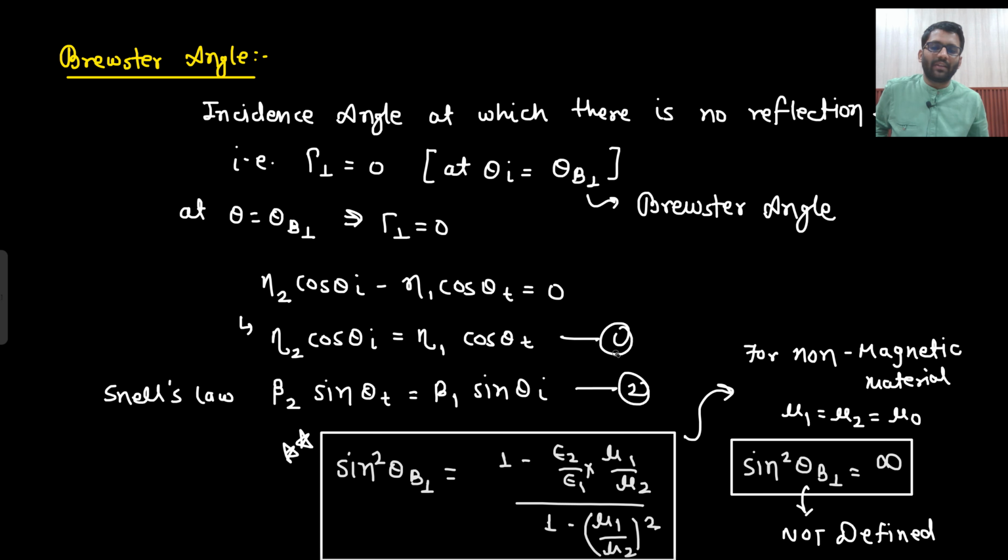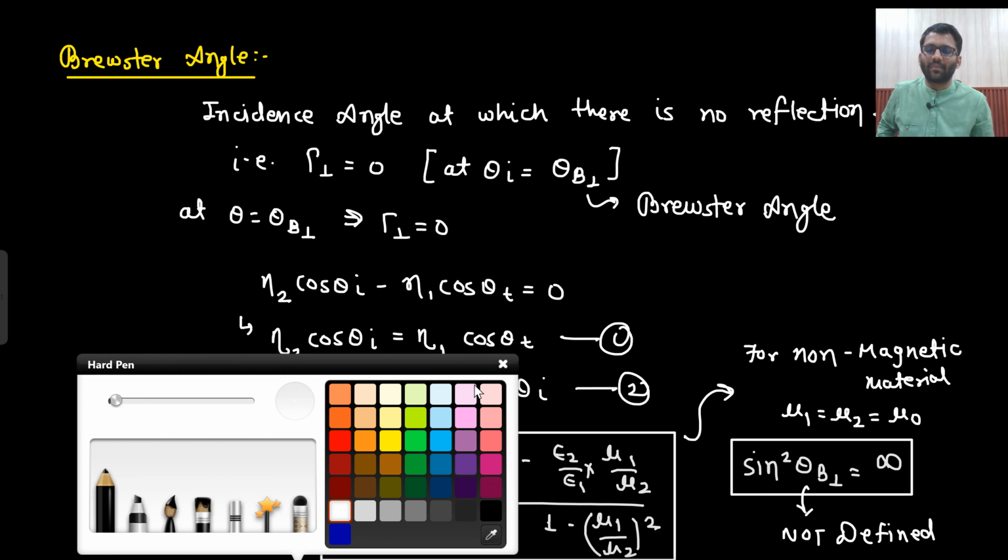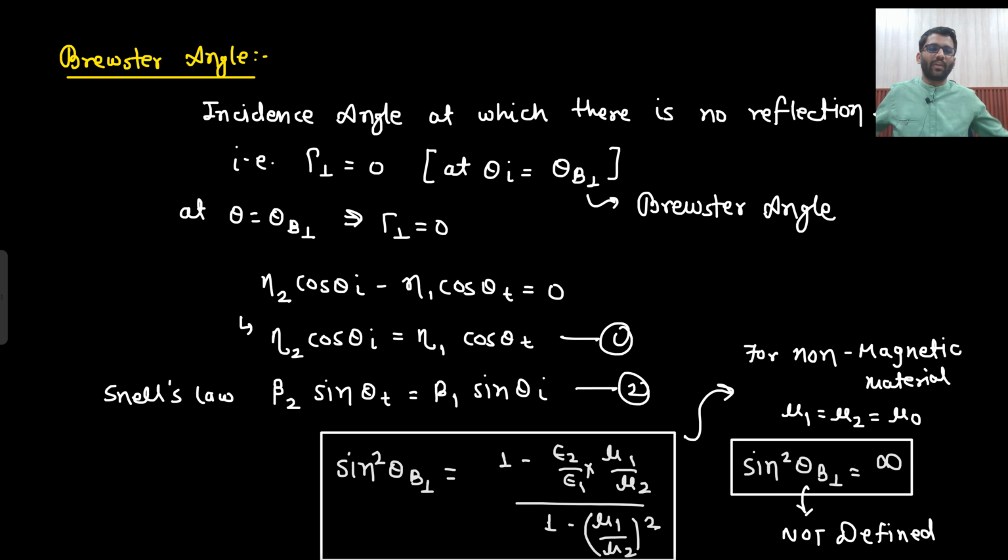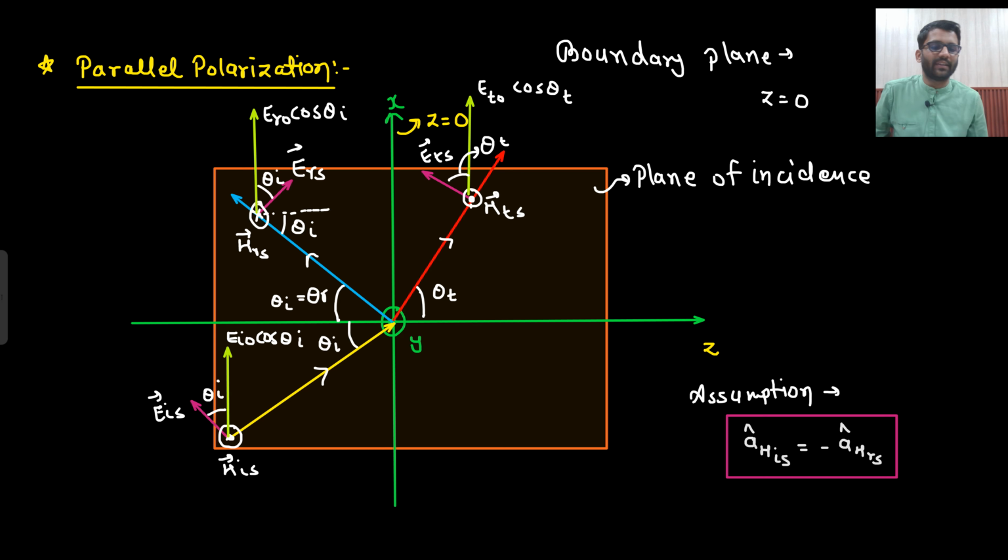And then we derived the formula for Brewster angle, which is not that important. So that's why I'm not going to put a star mark. But you can keep it in mind. How will you keep it in mind? You will keep the formula in mind for parallel polarization. So for parallel polarization, mu will come first. So here epsilon will come first. 1 minus epsilon 2 by epsilon 1 into mu 1 by mu 2, divided by 1 minus mu 1 by mu 2 whole square. And if non-magnetic material is there, then it is not even defined.